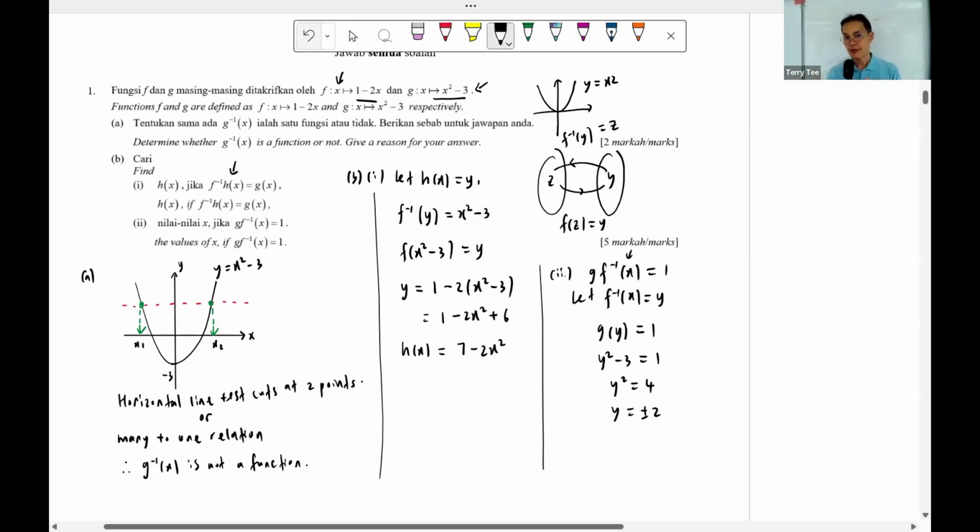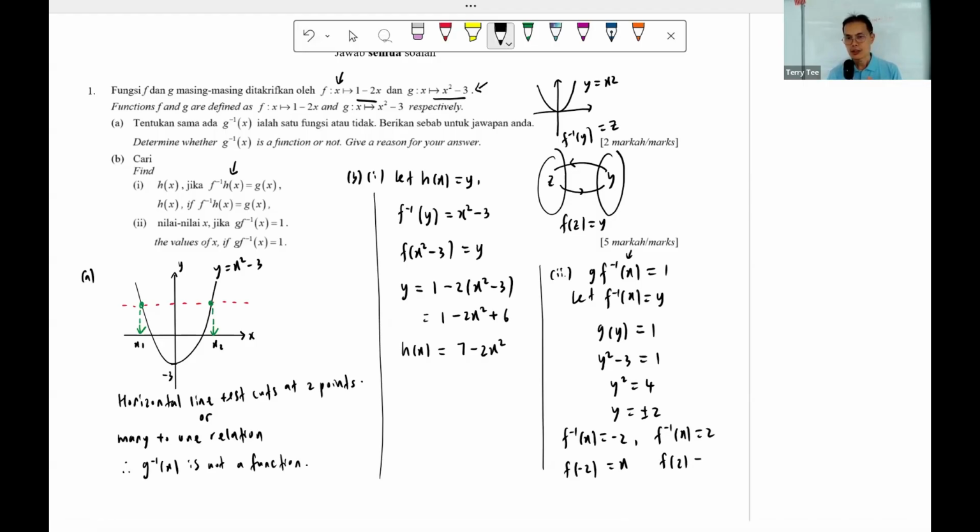Your y is your f inverse. So my f inverse x is now either minus 2 or plus 2. Again, you notice I don't want to inverse the function. I just switch, because if I say f inverse x equals minus 2, f of minus 2 is just x. The second one, f of 2 is just x. If you don't understand this, let me show you here.